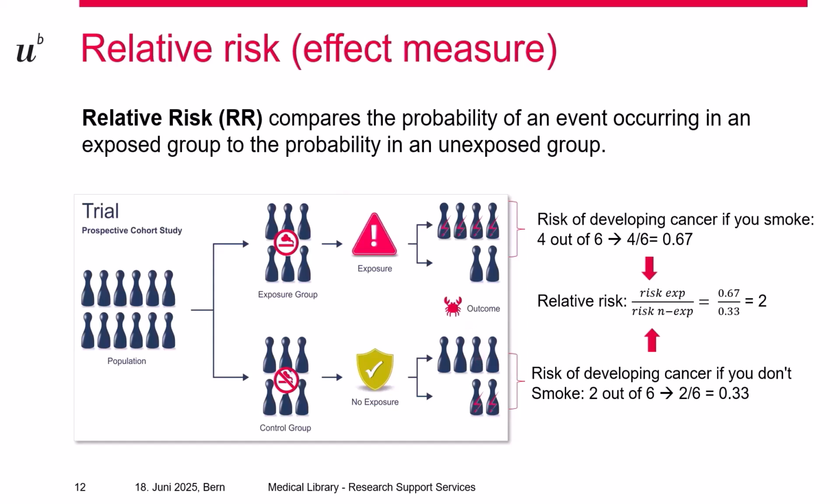Here you see the risk of developing cancer if you smoke is 4 out of these 6. These 2 are not interesting. So it's this 6, and 4 out of them develop cancer. And the risk of developing cancer if you don't smoke is these 2 out of these 6 people. Combining these 2 rates leads us to the relative risk, which is 2. And this means that the relative risk of getting cancer is 100% higher if you smoke than if you don't smoke, because it's like twice, 100%.